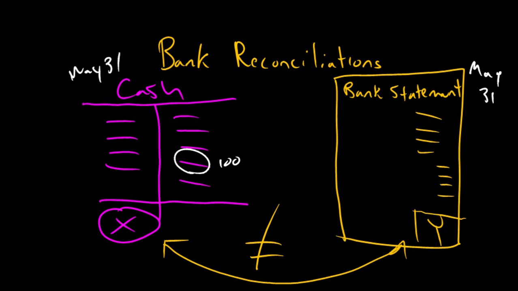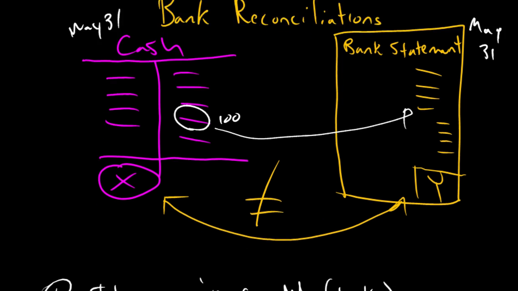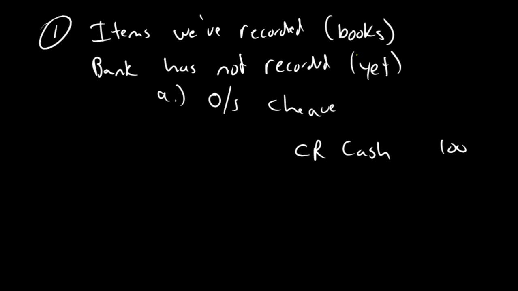Because of that little timing difference, I write the check on the 28th and maybe the cable company cashes it on June 2nd. Because of that timing difference, there's going to be a difference in these accounts. I'll show a credit to cash of $100, but there's going to be no corresponding withdrawal from my bank statement. That'll appear in June. So that's an item that I've recorded. I've said, oh, credit cash $100, but the bank doesn't know about it yet.